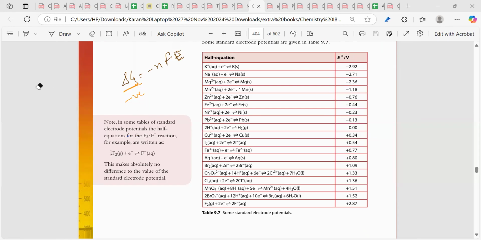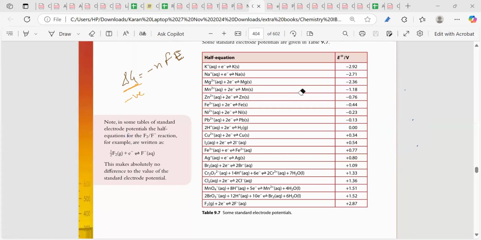Now, suppose you have taken two half cells to make a cell. In some toys it requires 1.3 volts, in some toys 1.5 volts, in some toys 1.9 volts. So how do you make the battery? We make it this way.